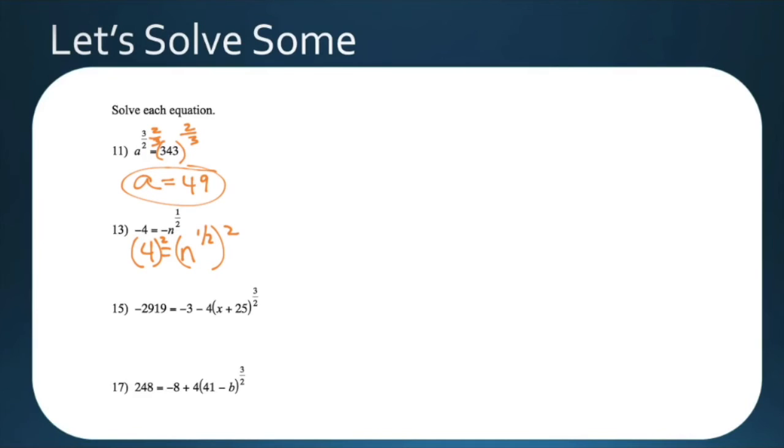Why do we square? Because half, the reciprocal of a half, is 2. All right, so we got n equals 16 on this one because 4 squared is 16. We have some things to do before we can do anything with this fractional exponent.